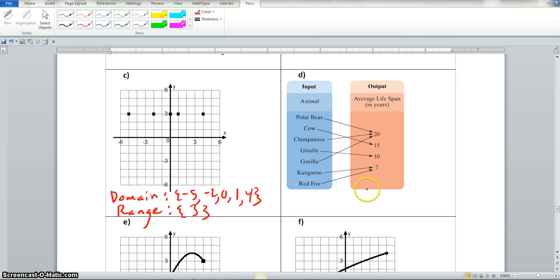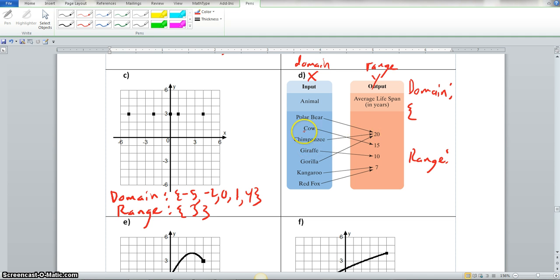Now we come here to D. Now we have input and output. Remember, input is the same as an x, and output is the same as y. Or we could say domain, and this is also your range. So now we need to write this out. Domain and range. This time I'll write the values below them.